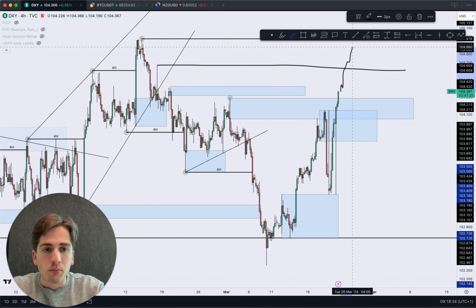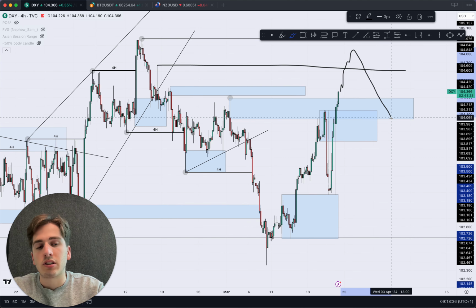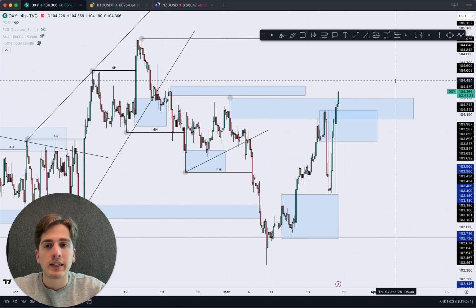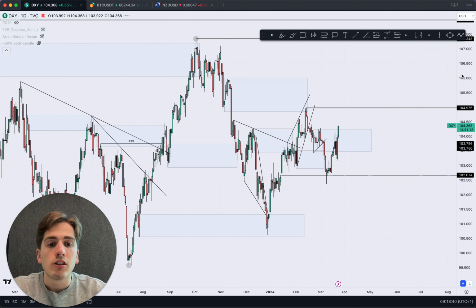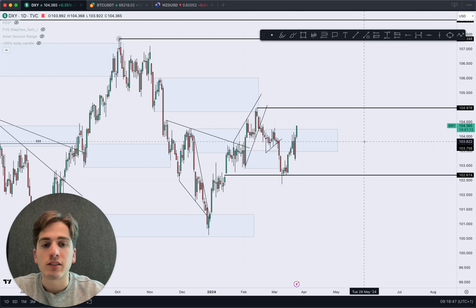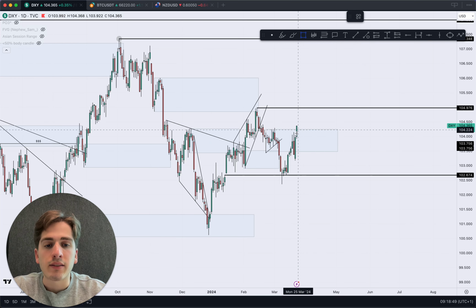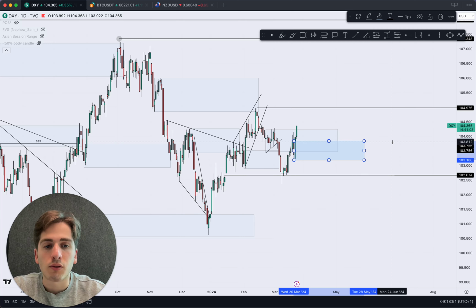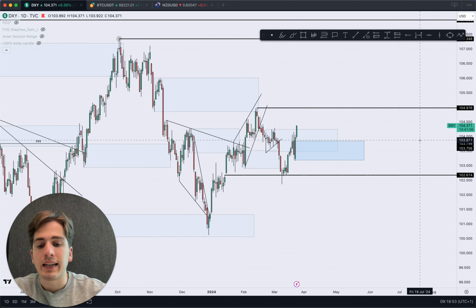And then potentially once we break up above that high, we start seeing a pullback before the overall bullish trend towards the upside continues. So the dollar is looking bullish, guys. It is looking very bullish. So let's see if we can start moving up higher and sustaining this overall bullish order flow, and then eventually we might pull back towards this overall sell for the buy on the daily time frame.